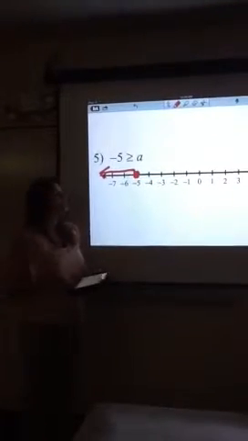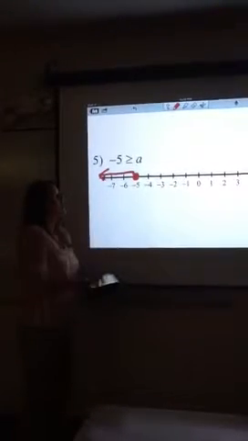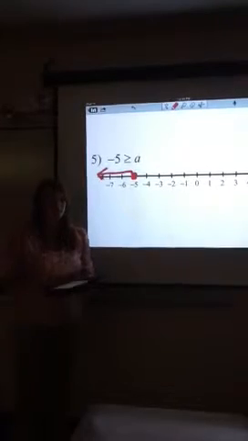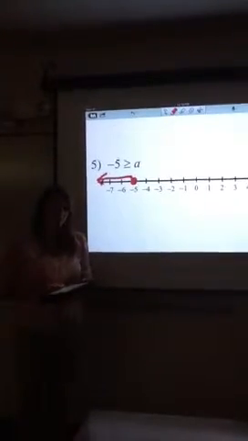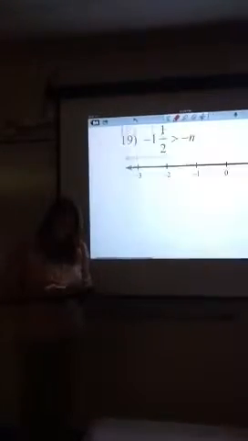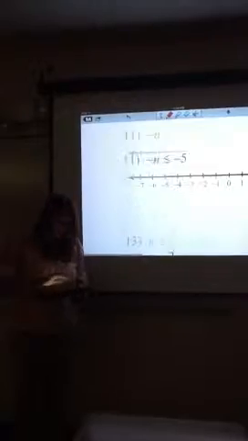Okay, so that is just simply graphing variable inequalities. Now we're going to do some math beforehand. Moving on to the next worksheet in the link for this section.